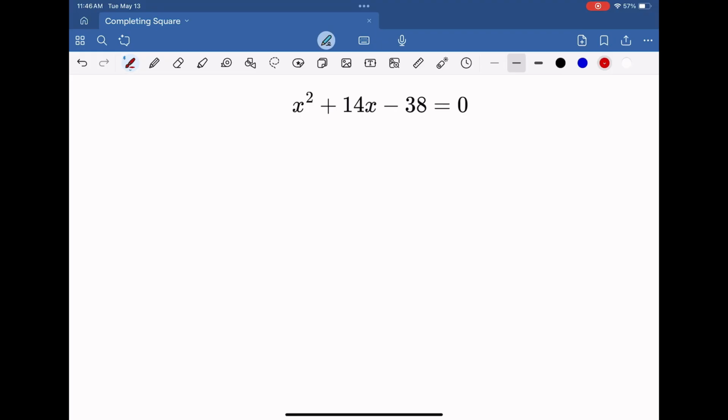In this video, we are going to solve quadratic equations by completing the square, where the leading coefficient is 1.